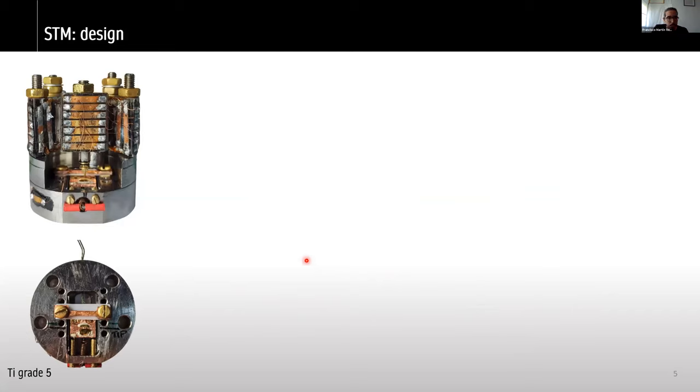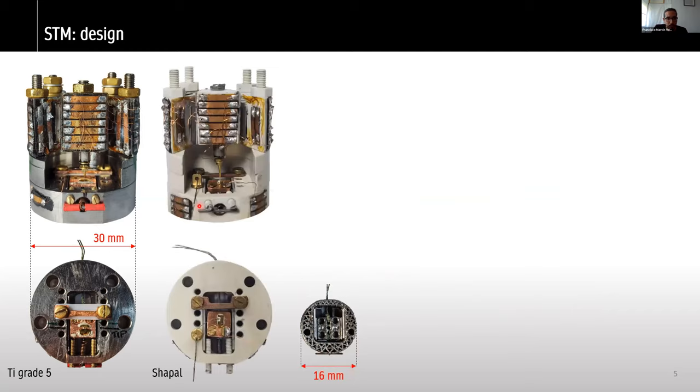Well, let's go to our particular design of the STM. First of all, it's important to note that the higher you want to go in magnetic field, the smaller is the inner diameter of the coils. So we have to reduce the size of our STM down to 30 millimeters, and we are currently working on an even smaller 3D printed version of just 16 millimeters. The main body of the STM is made of titanium, but we have recently built this version out of Sapal, that is a ceramic material that presents quite a high thermal conductivity.